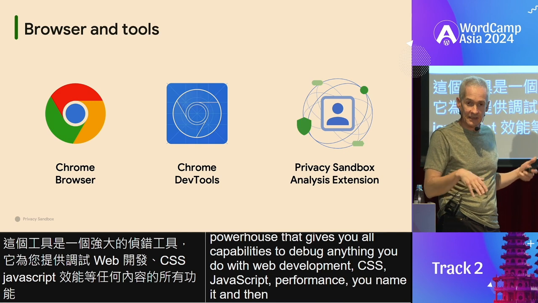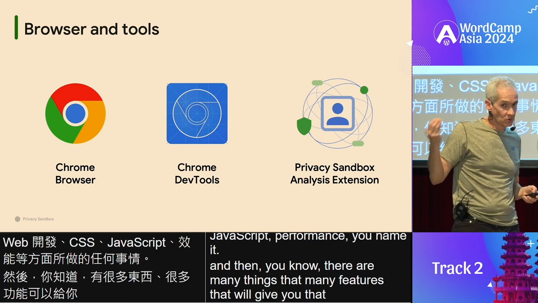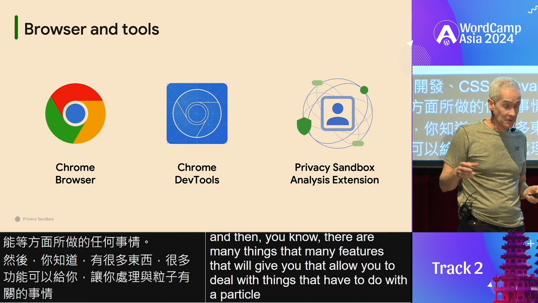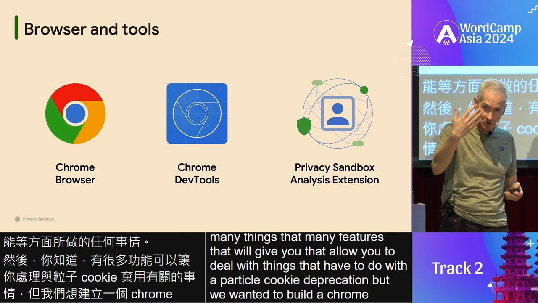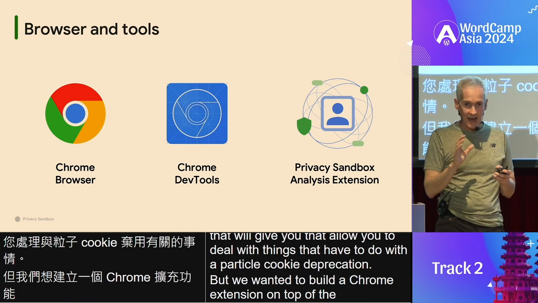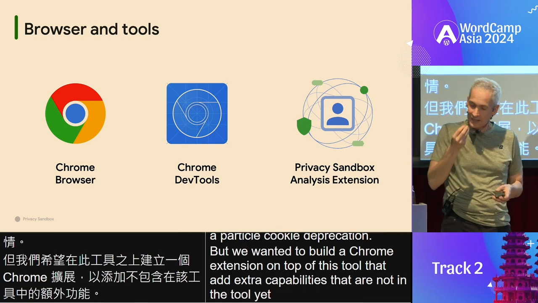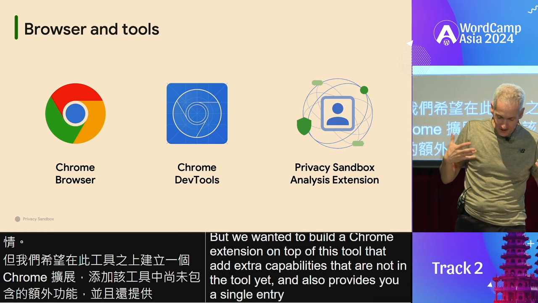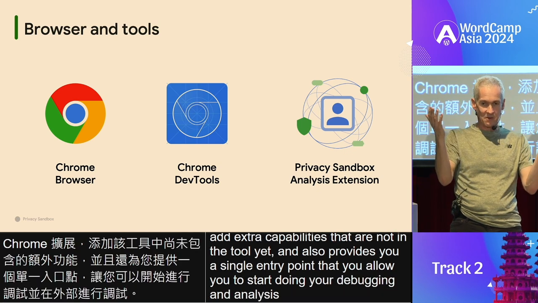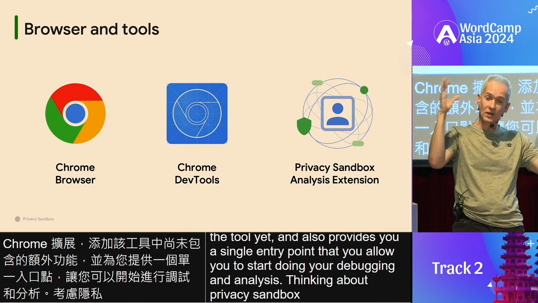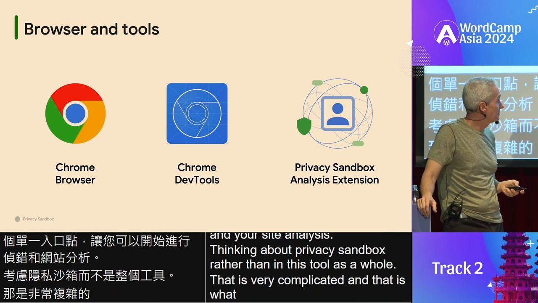There are many features that DevTools gives you that allow you to deal with things that have to do with a particular cookie deprecation. But we wanted to build a Chrome DevTools extension on top of this tool that adds extra capabilities that are not in DevTools yet, and also provides you a single entry point that allows you to start doing your debugging and your site analysis, thinking about Privacy Sandbox, rather than in DevTools as a whole, that is very complicated. And that is what we call the Privacy Sandbox Analysis extension.